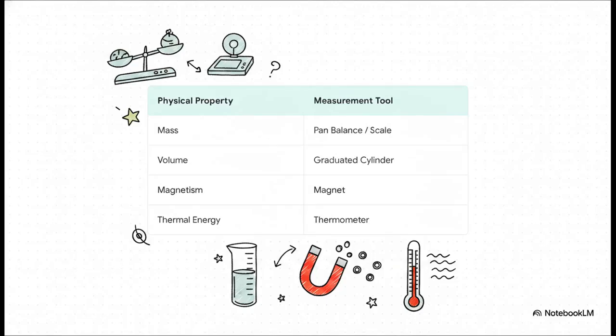Now, to really hit this TEKS standard, your students absolutely have to get comfortable with specific scientific tools. Notice the pairings on this table. They'll measure mass using a pan balance or a digital scale. They'll find volume using a graduated cylinder. They'll test magnetism with magnets, and they'll measure thermal energy transfer using thermometers. Honestly, getting your students comfortable with these specific tools is half the battle in mastering the standard.